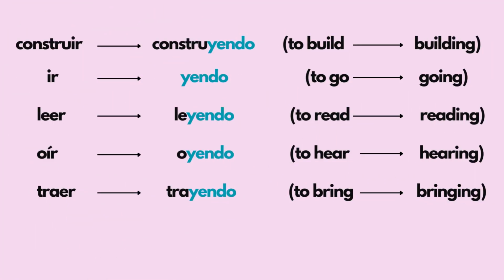Now, if the root ends in a vowel, you use -yendo instead of -iendo to make the gerund. For example, ir becomes yendo. Here are some examples. Construir, construyendo, to build, building. Ir, yendo, to go, going. Leer, leyendo, to read, reading. Oír, oyendo, to hear, hearing. Traer, trayendo, to bring, bringing.